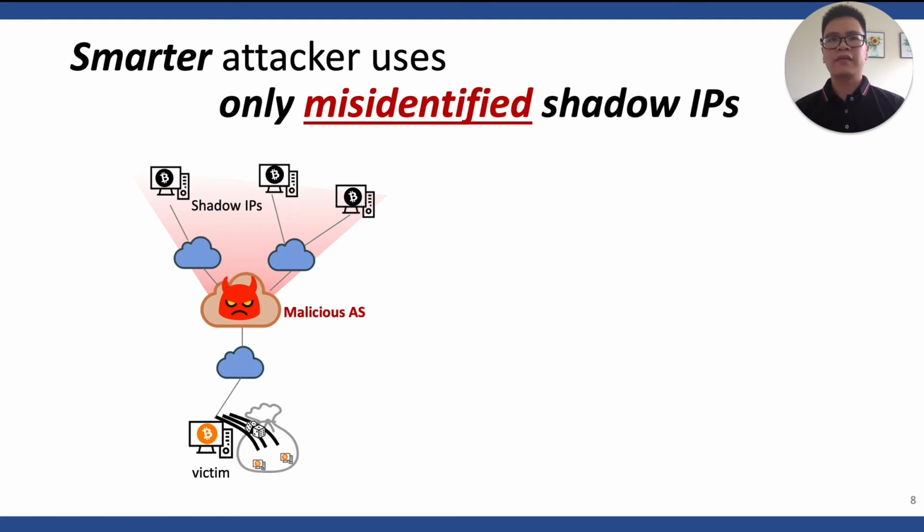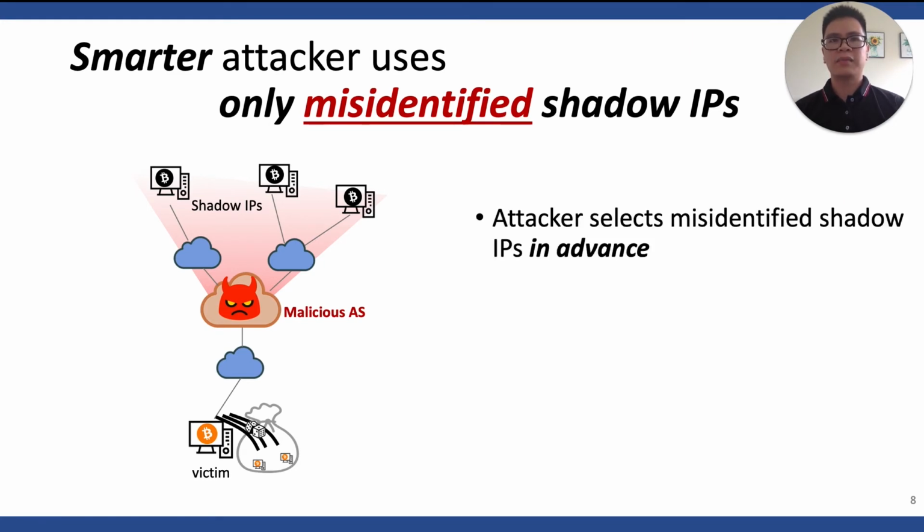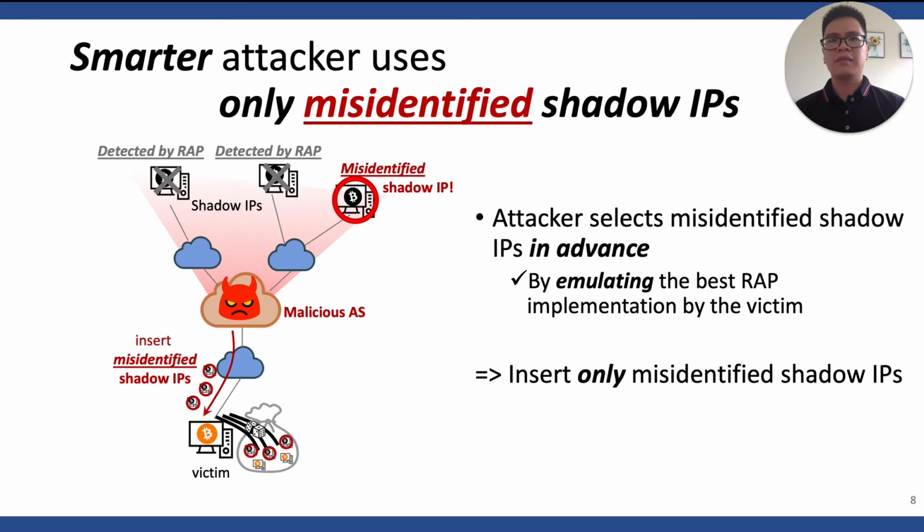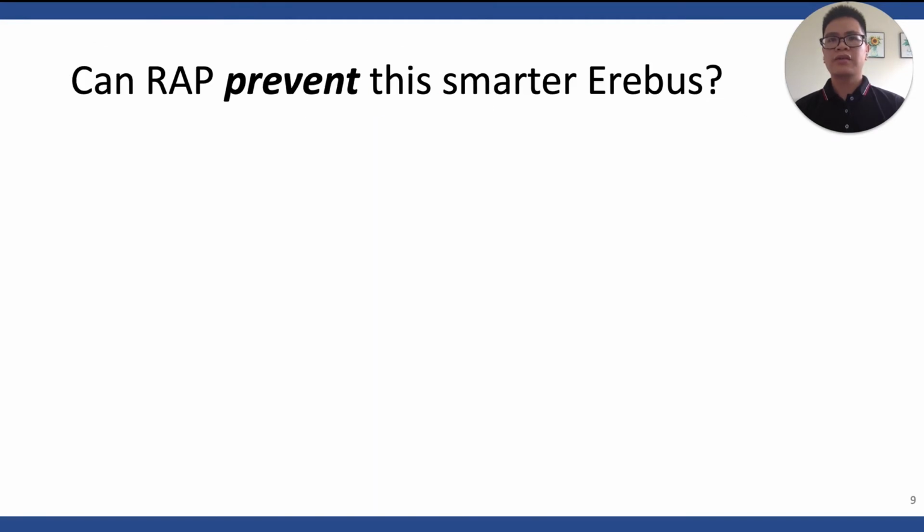The attacker first selects the misidentified shadow IPs by emulating the best RAP implementation. Then, the Erebus attacker inserts only the misidentified shadow IPs to the victim. So, can RAP prevent these smarter Erebus attacks?